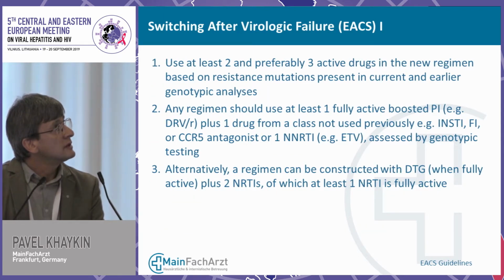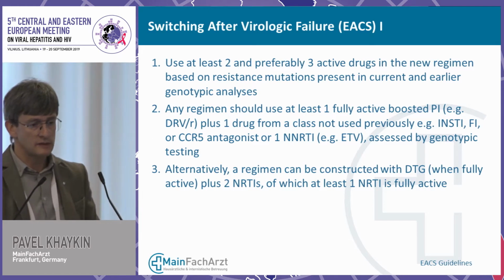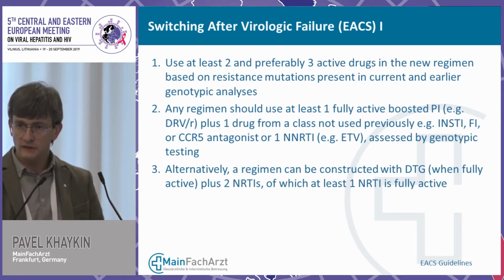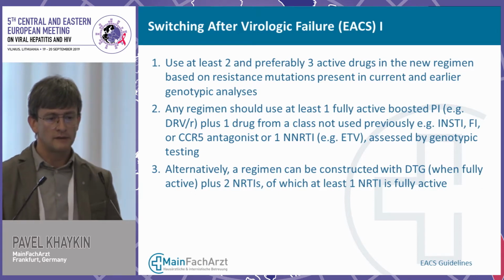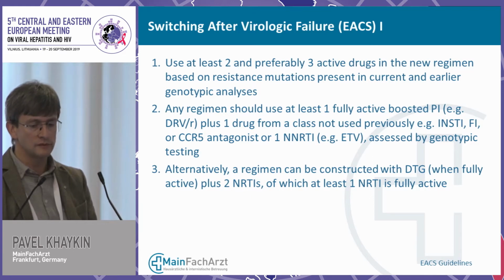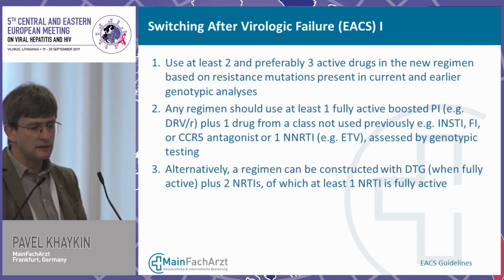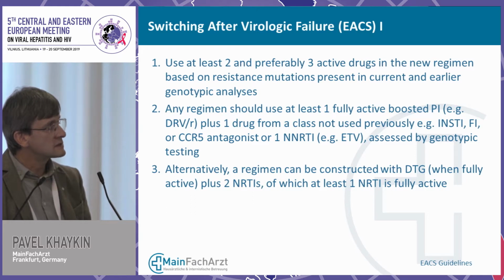That's the strategy recommended by the European Clinical Society: use at least 2 fully active drugs in new regimens, based on the resistance mutations in the current test or in the past. Any regimen should use at least 1 fully active boosted PI plus 1 drug from a class that has not been used before, so not recycling, for example an integrase inhibitor, or other classes like CCR5 antagonists. Alternatively, a regimen could be constructed with dolutegravir plus 2 NRTIs, of which at least 1 NRTI is fully active.